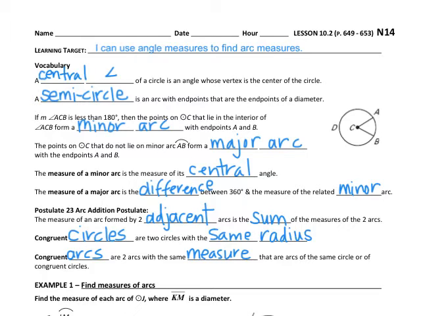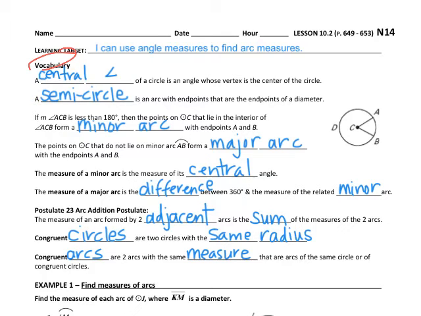Welcome to the video for lesson 10.2, where we are going to be using angle measures to find arc measures. So the first thing we want to do is take a look at the vocabulary that we're going to need for this lesson, and we're going to need a couple of them here.